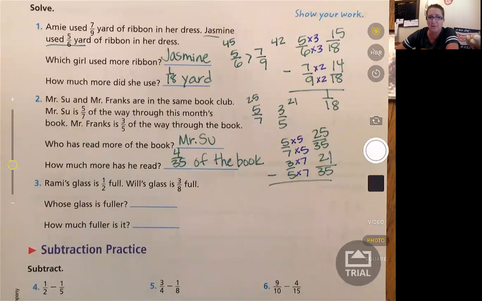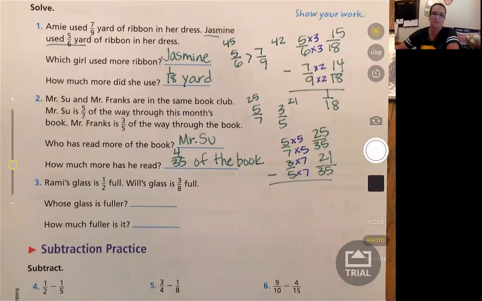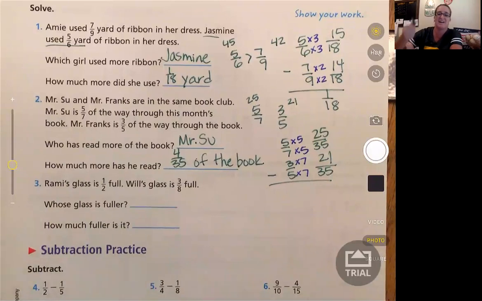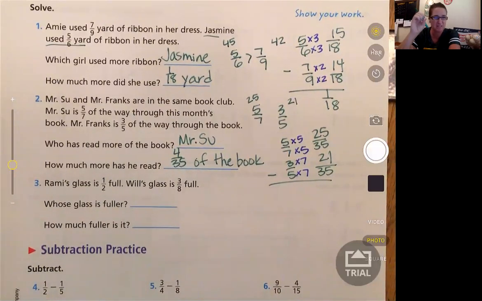How do you know that already without even doing anything? Because one half is bigger than 3/8. 3/8 is not a half, but 4/8 is half. I love it. That might have been Nikita who I just heard shout out. 3/8 is less than a half. That's what I was looking for.